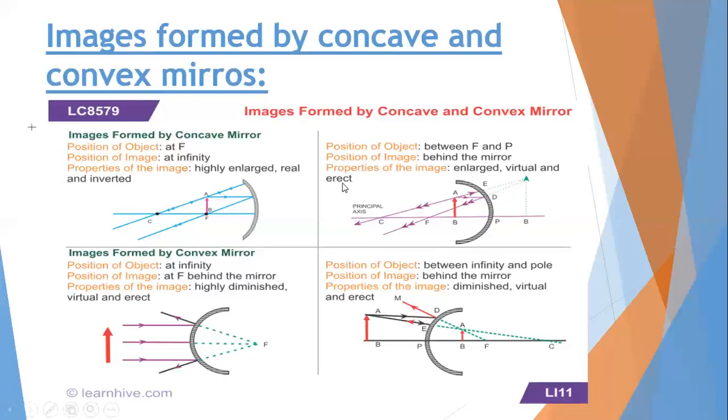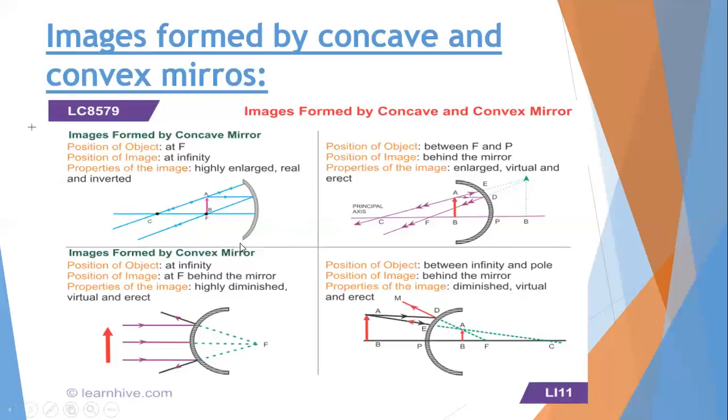The head is the same side, right? But it is magnified. Nature is virtual and erect. That means in five cases, the images are formed real and inverted, but in the last case, the sixth case, the image is virtual and erect if the object is placed between F and P.